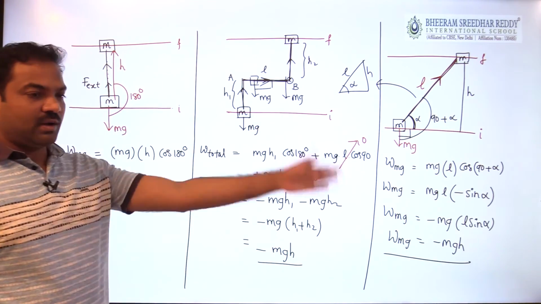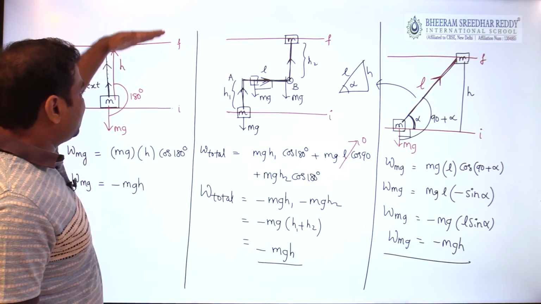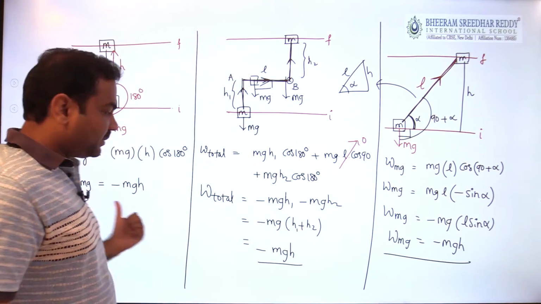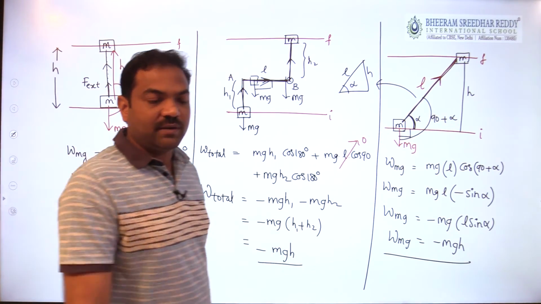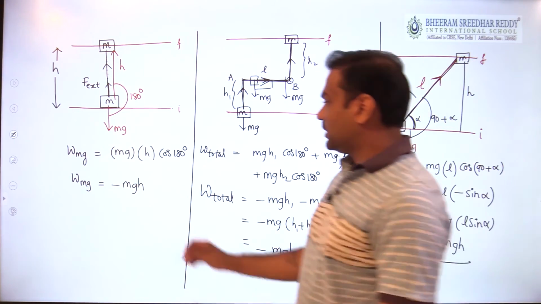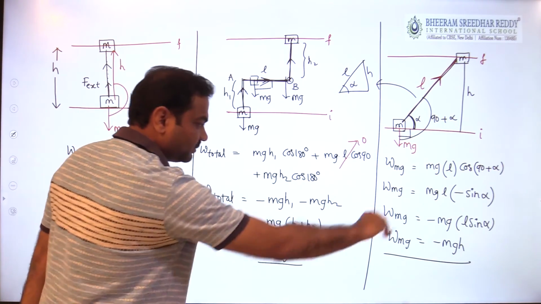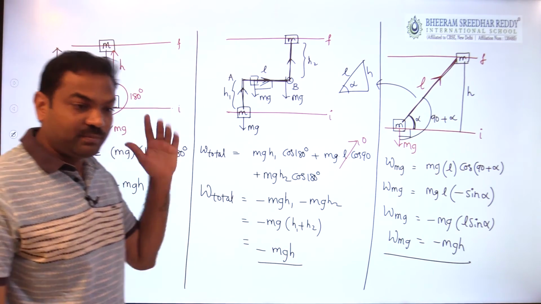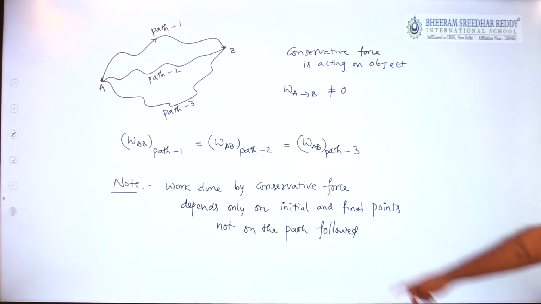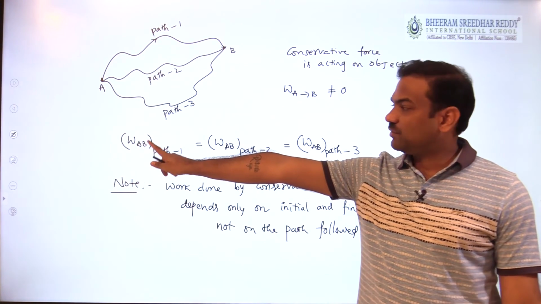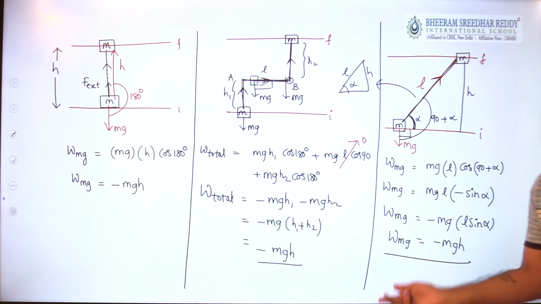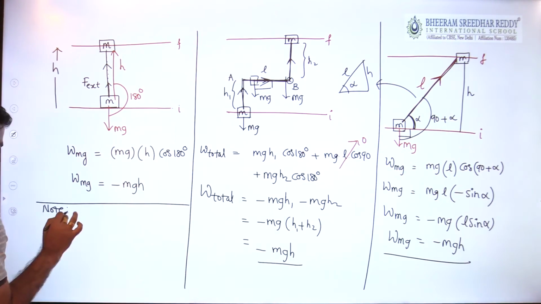See, in all paths, if you are moving from one level to another level, from initial point to final point, you move in any path. Work done by a conservative force, which is nothing but gravitational force mg, is the same. Mg is a conservative force. Whatever we wrote previously, we have now proved. This is the proof for the previous statement: work done by a conservative force in any path is the same. Make a note of that.